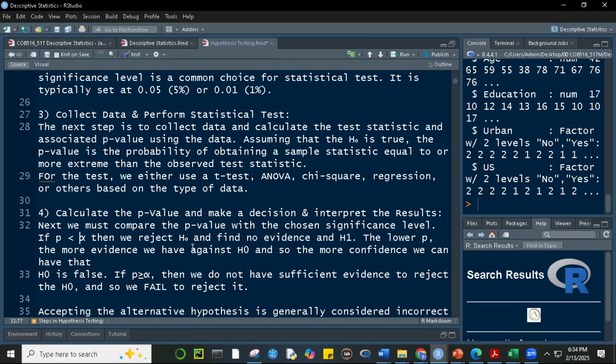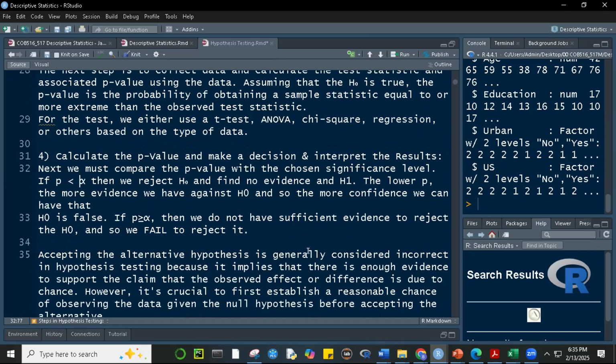So we reject the null hypothesis. Okay? If on the other hand, the p-value is greater than or equal to 0.05, then we fail to reject the null hypothesis. We do not have sufficient evidence to reject the null hypothesis.